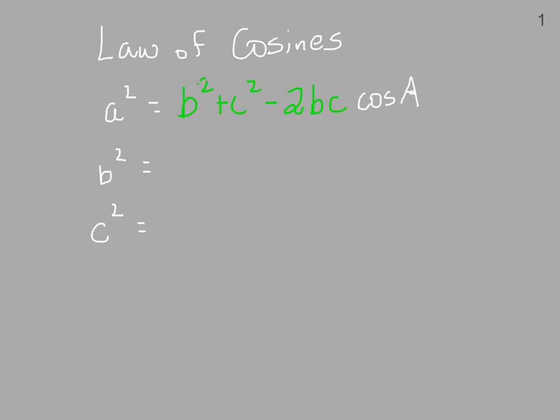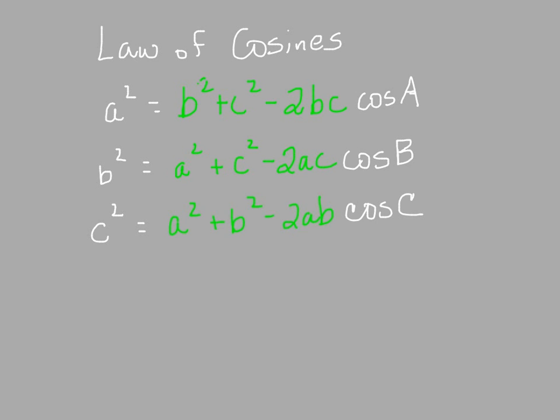If you notice, a squared, or a, is a side. Capital letter A is an angle. They're the side and the opposite angle. And this pattern is true for the other two values. You take the other two sides, square them, and add. Multiply their product by 2, and then multiply by the cosine of the third angle. And I went ahead and filled in the third one for you.